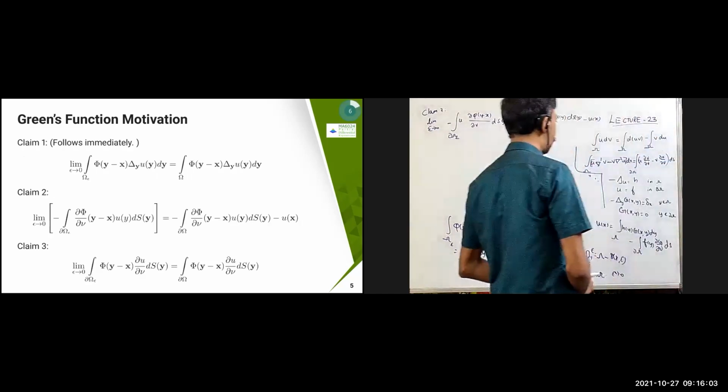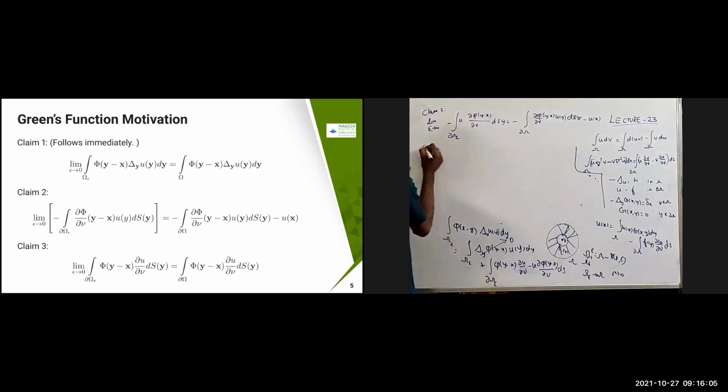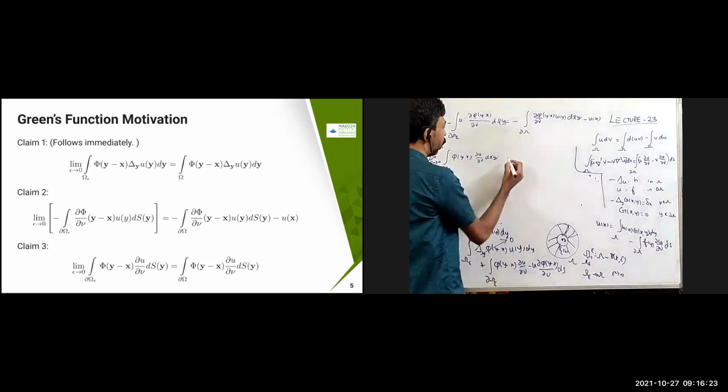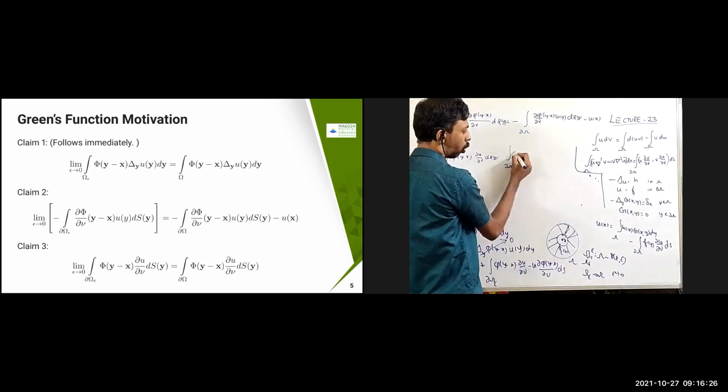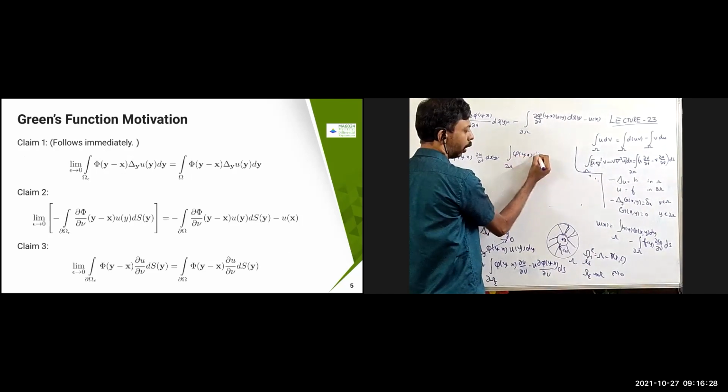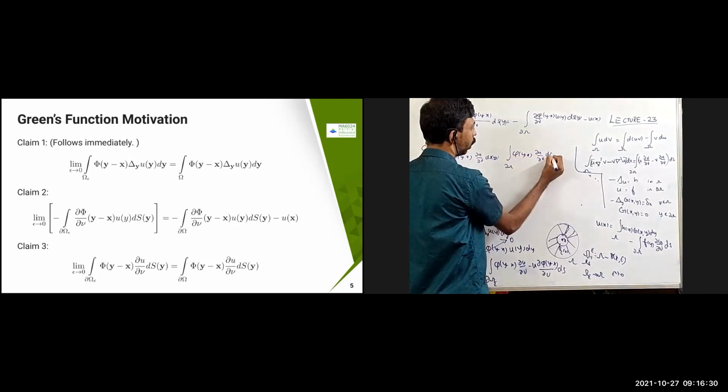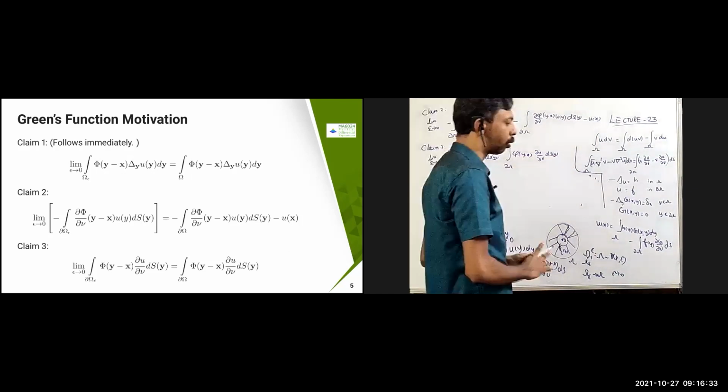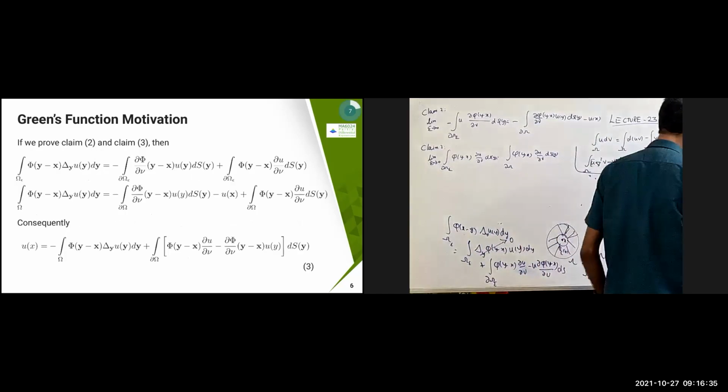Similarly, claim 3 I'm going to prove is as follows. What I'm going to prove is that again the same limit epsilon tends to 0 of integral over dou omega epsilon of pi of y minus x into dou u by dou nu dsy equals the integral over dou omega of pi of y minus x into dou u by dou nu dsy. So these two I have to claim, and I'm going to claim that a little later.